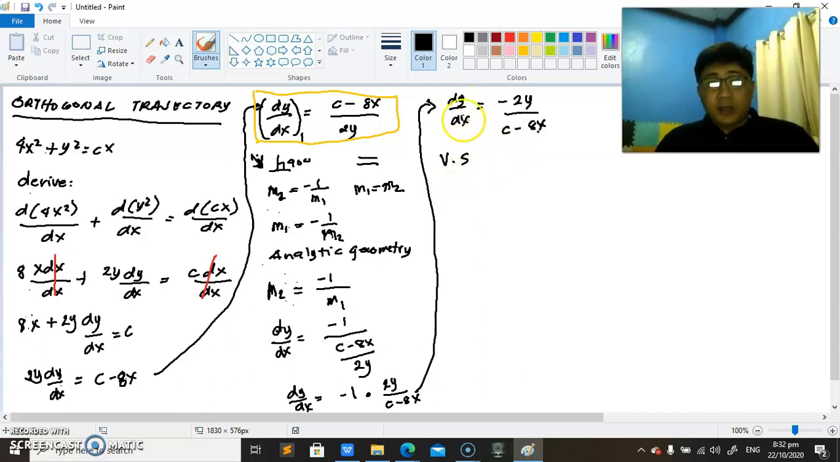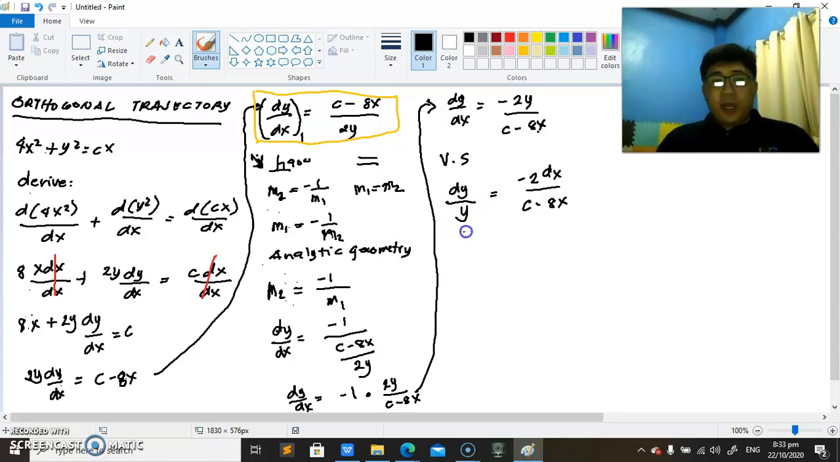So dy, we cross multiply. Let's just remain the negative 2, so that it is not confusing. So you have y here, and the dx just remains the negative 2 dx over c minus 8x. For it to be less confusing, when we solve negative ln here, it is to the power of negative.